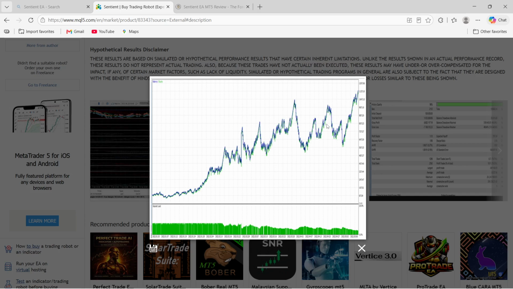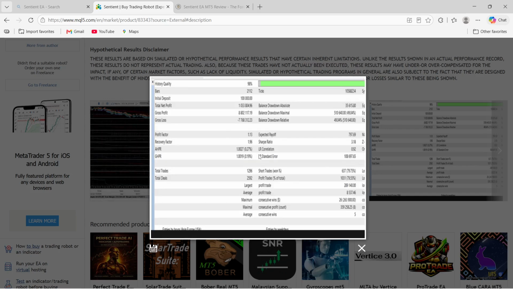When you dig into the stats, though, the picture is more mixed. In one of their reports, as you can see, an initial deposit of $100,000, a total net profit a little over $1 million, a profit factor over 1.1, a relatively high win rate around the upper 70s in percentage terms, and then a maximum relative drawdown hovering close to the 50 mark.